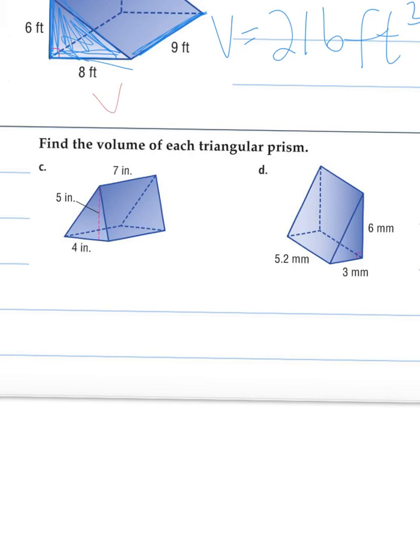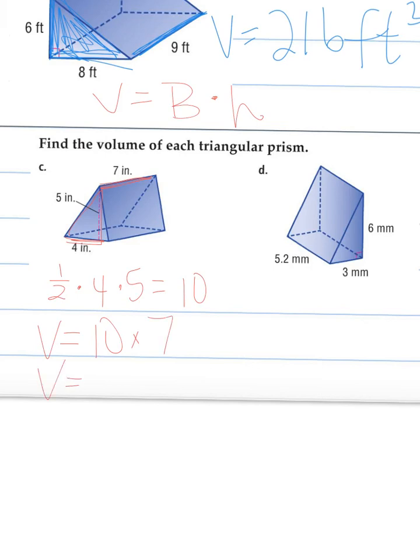All right, volume equals area of the base times height. Well, the area of the base is 1/2 times the base, which is 4, and the height of that part is 5. 4 times 5 is 20, times half is 10. So for volume, we would take the 10, because that's the area of this triangular base, and we multiply it by the height. This height being how far away is each triangle from the other. 10 times 7, 70 inches cubed.